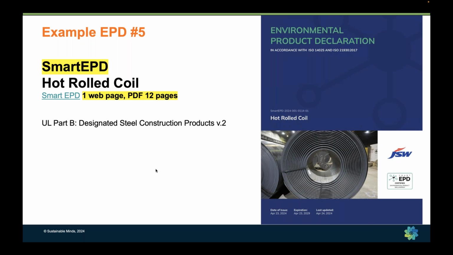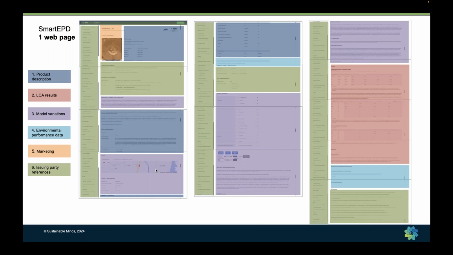This next EPD from Smart EPD for hot rolled coil is the second program operator to publish EPDs as a web page after us. It is one long continuous page. It's not multiple pages on the web. The navigation is in the left panel.